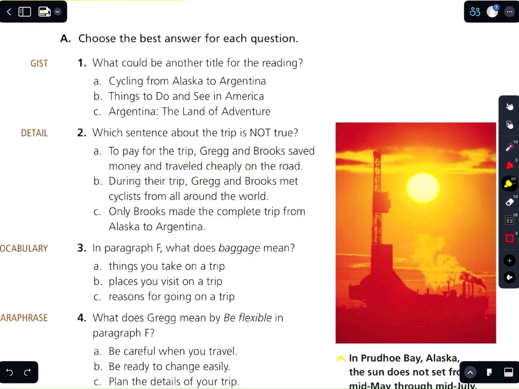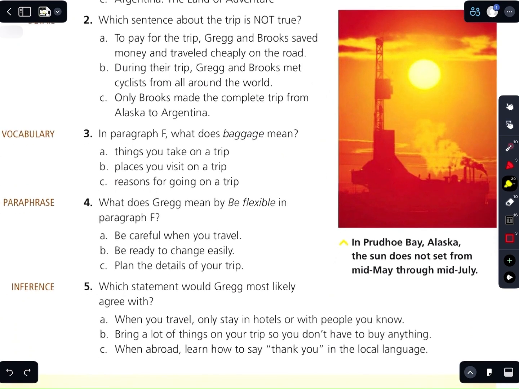Make sure you're correct. In paragraph F, what does baggage mean? Things you take on a trip, places you visit on a trip, reasons for going on a trip. 4, paraphrase. Paraphrase is a really good skill to have. It's when you say something in your own words. You give us the information, but you just say it a little differently. You paraphrase something.